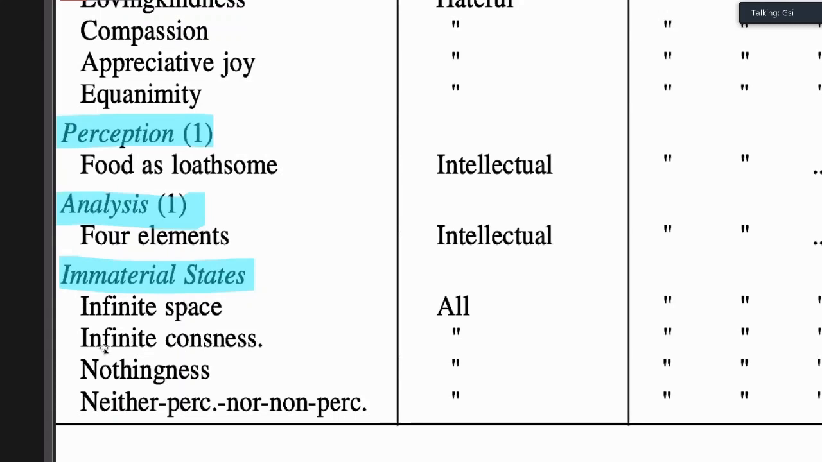Infinite space, infinite consciousness, nothingness, neither perception nor non-perception. These are the immaterial states.